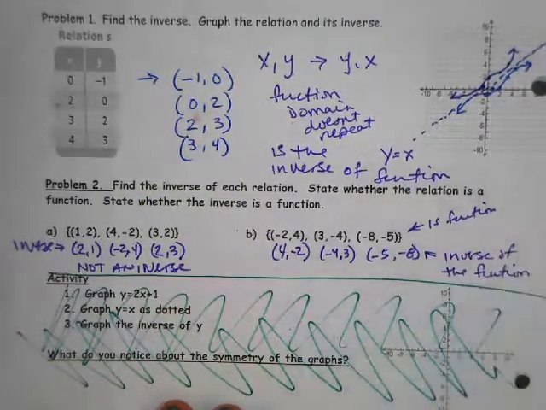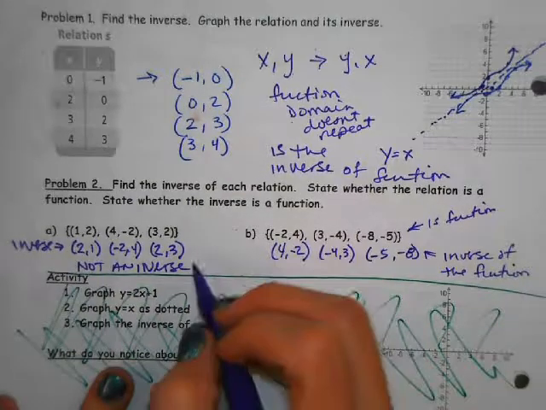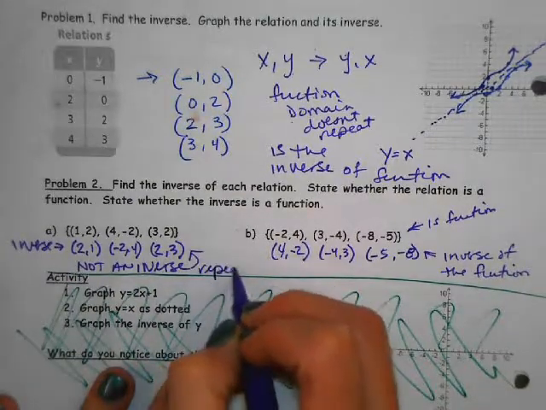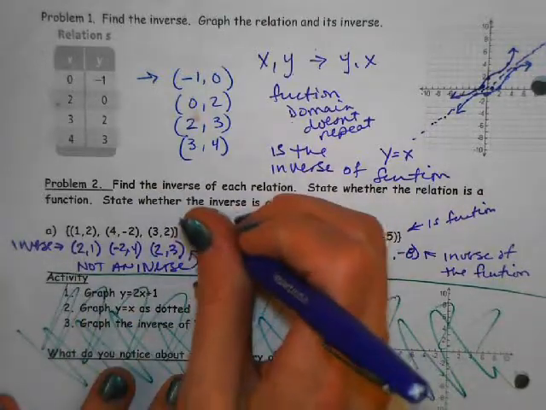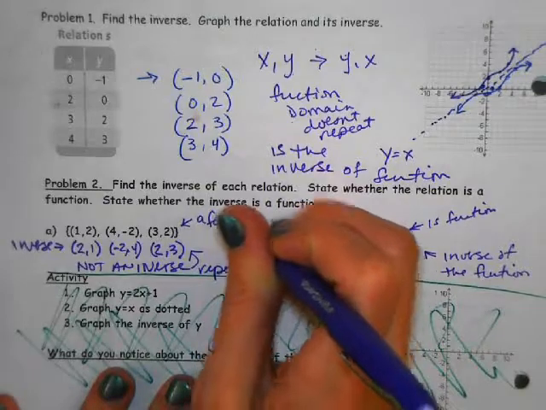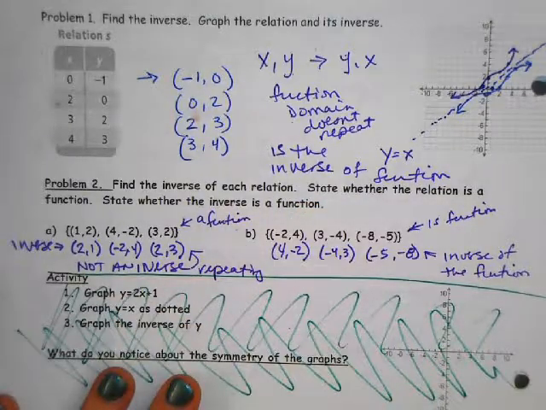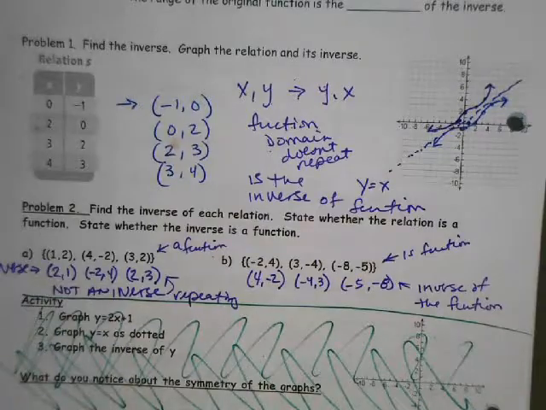The first one is not an inverse. This one is not an inverse because there's repeating. It is a function because there's no repeating. This is a function. But it's not an inverse of it. Okay? All right.